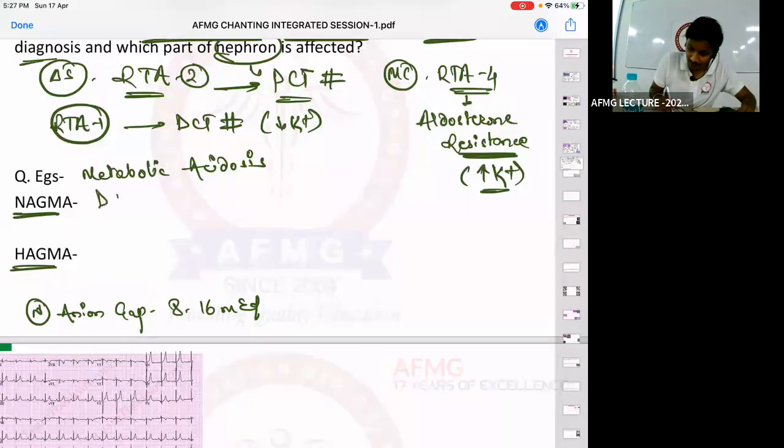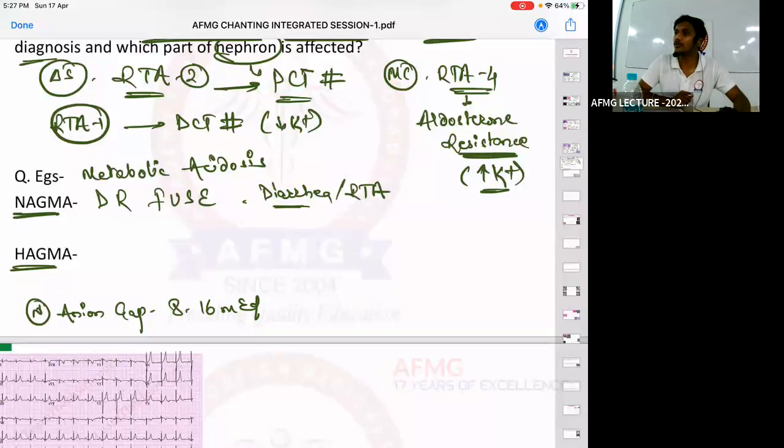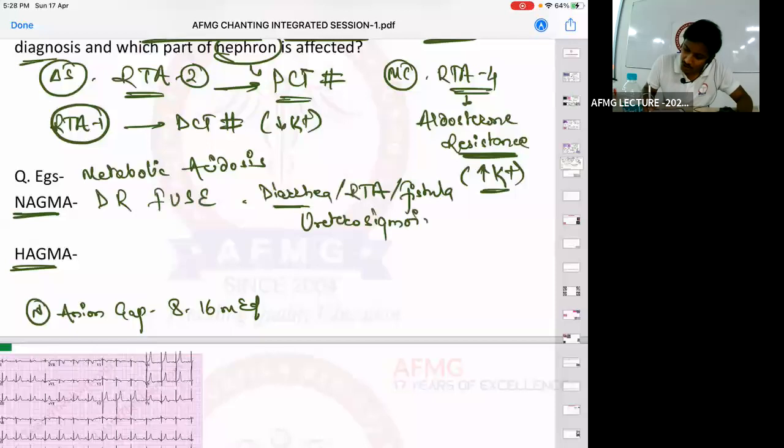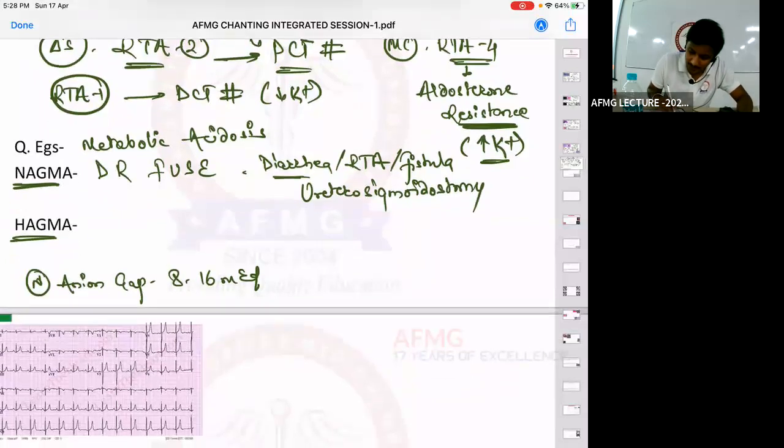Mnemonic is Dr. Fuse, ठीक है? So D goes for diarrhea, R goes for renal tubular acidosis, F goes for fistula, U goes for ureterosigmoidostomy. Whereas high anion gap metabolic acidosis, the mnemonic is KULT.